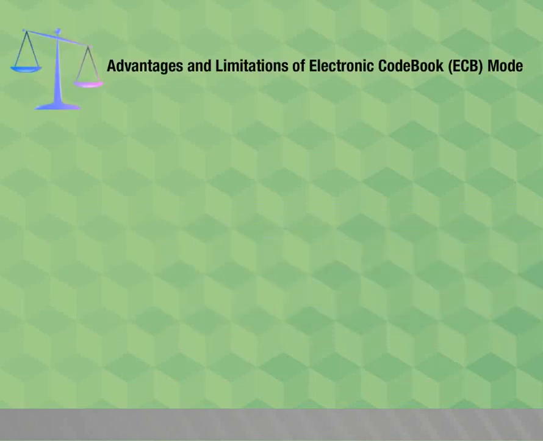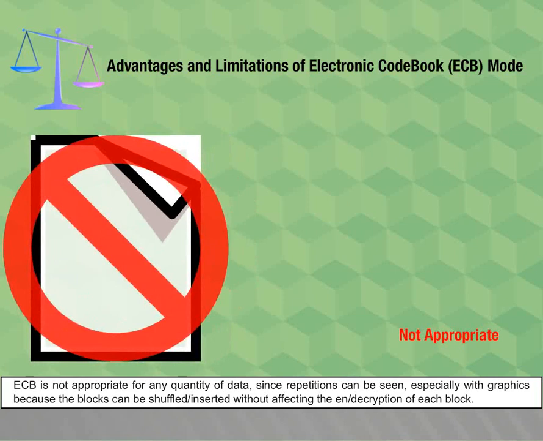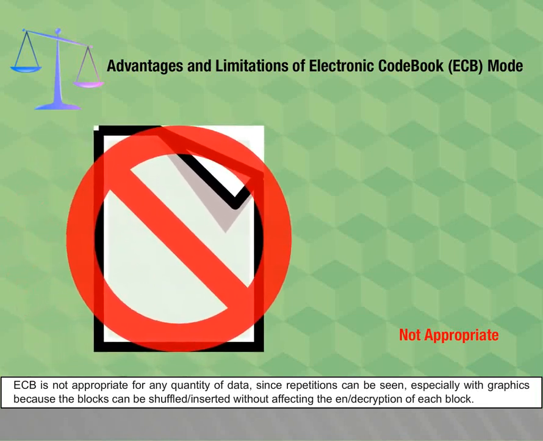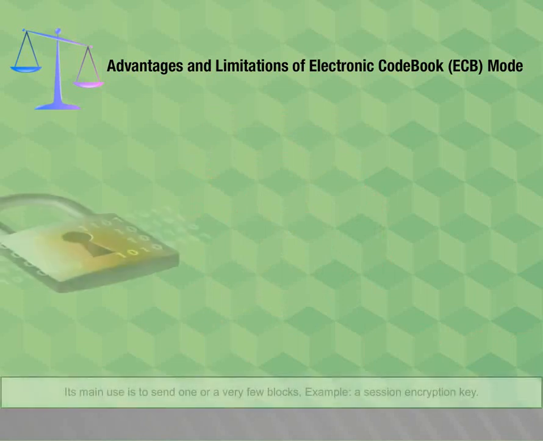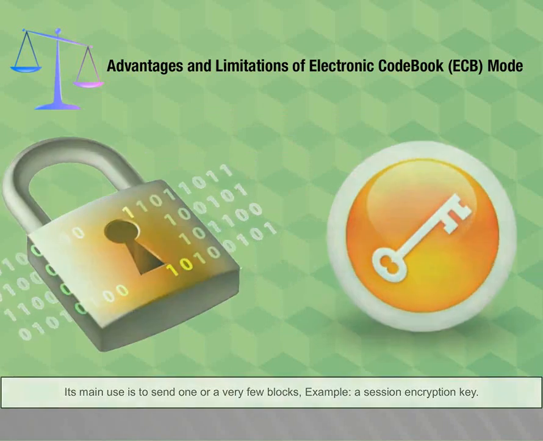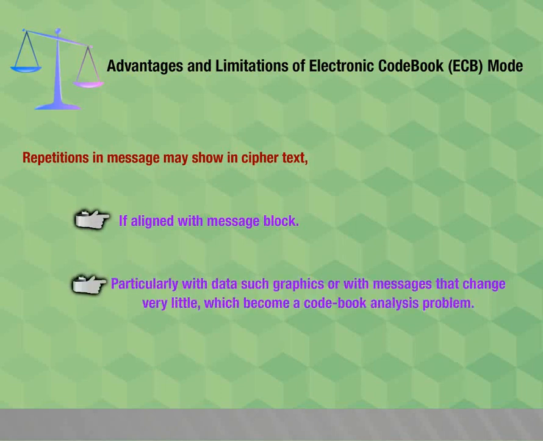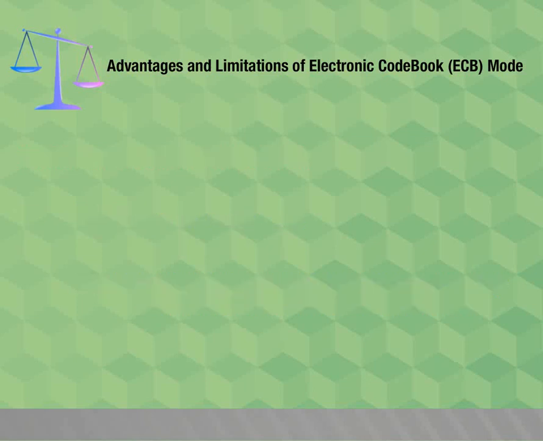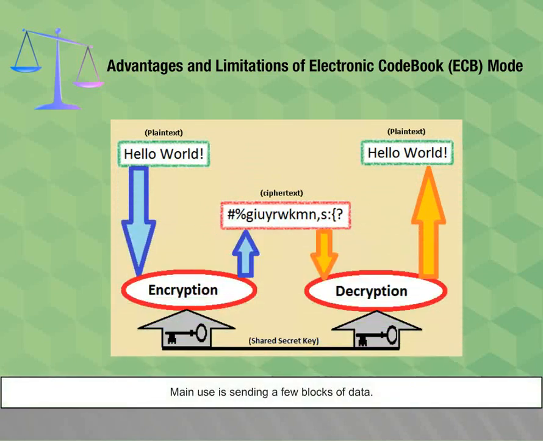Advantages and limitations of electronic codebook ECB mode. ECB is not appropriate for any quantity of data since repetitions can be seen, especially with graphics, because the blocks can be shuffled or inserted without affecting encryption or decryption of each block. Its main use is to send one or a very few blocks, for example, a session encryption key. Repetitions in a message may show in the ciphertext if aligned with message blocks, particularly with data such as graphics or with messages that change very little, which becomes a codebook analysis problem. Weakness due to encrypted message blocks being independent. Main use is sending a few blocks of data.